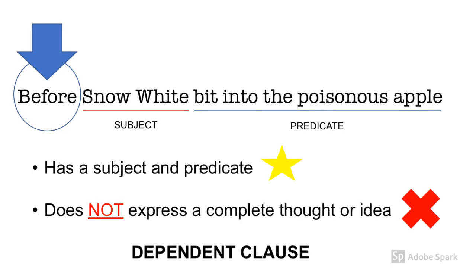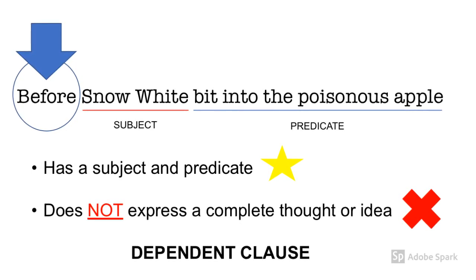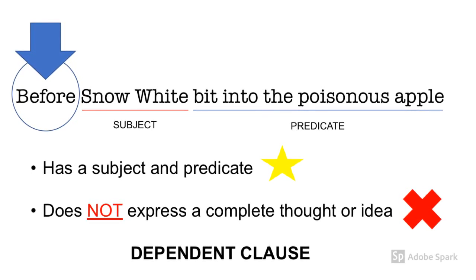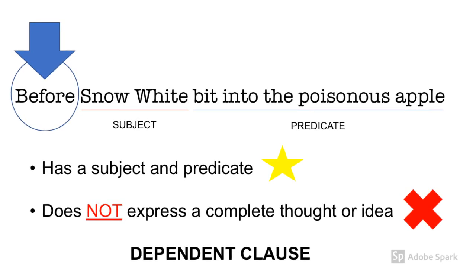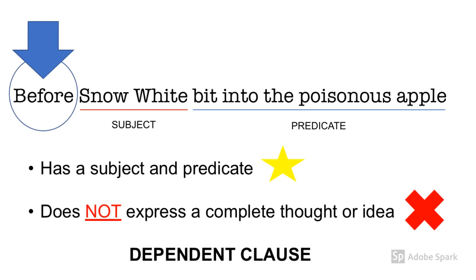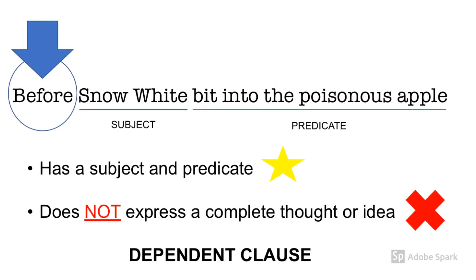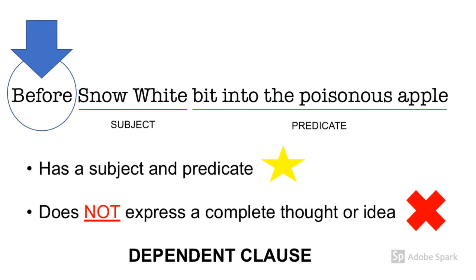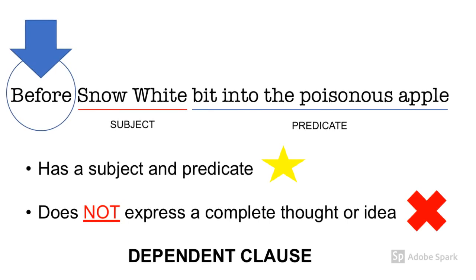In this clause, we do have a subject, Snow White, and a predicate, bit into the poisonous apple, but the word before causes the meaning of the sentence to be unclear. What happened before Snow White bit into the apple? The clause cannot stand alone, and an independent clause must be added to make it a sentence.